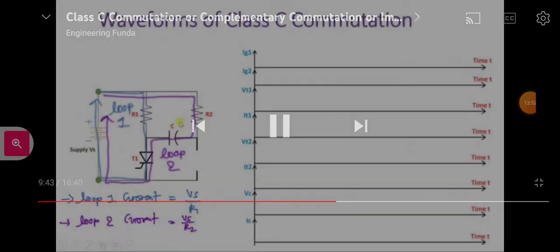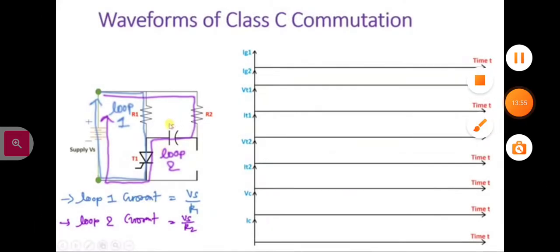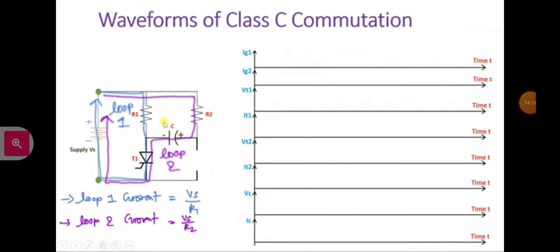But as this capacitor is getting charged, and once this capacitor is charged to Vs voltage, current in this loop 2 will become 0. So at that time the current in thyristor T1 will be Vs by R1 only. So this capacitor will get charged to plus minus polarity like this, one can see, and consider the direction of current in this direction as positive, then the opposite direction will be negative, that we need to consider. So now let us try to understand that by waveform.